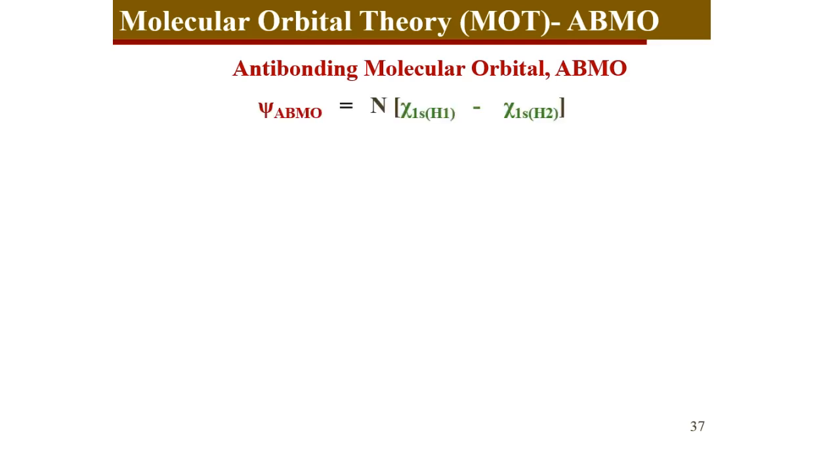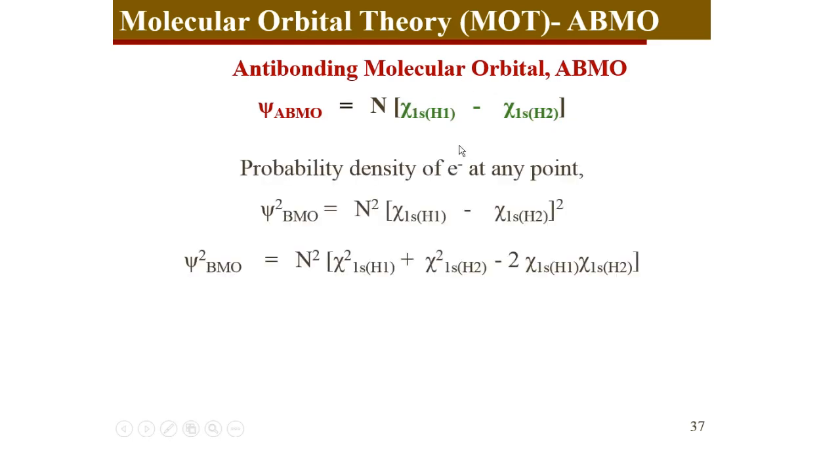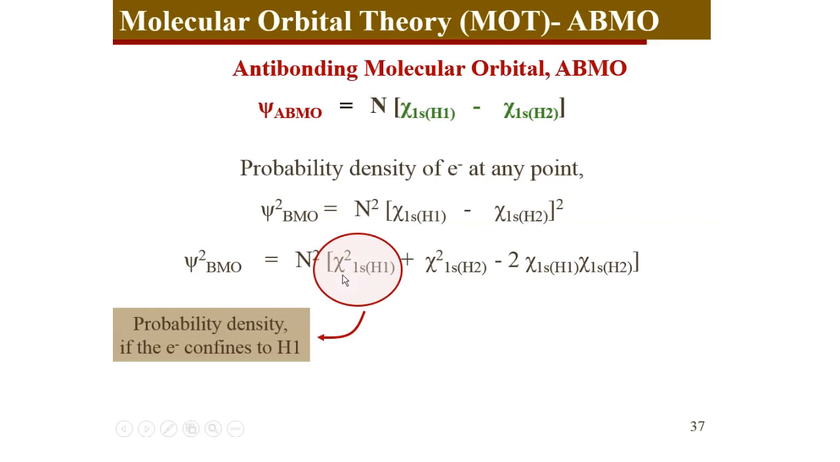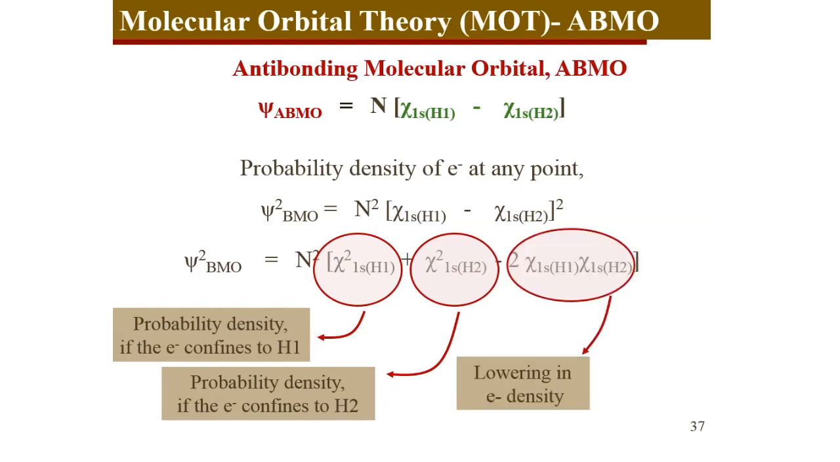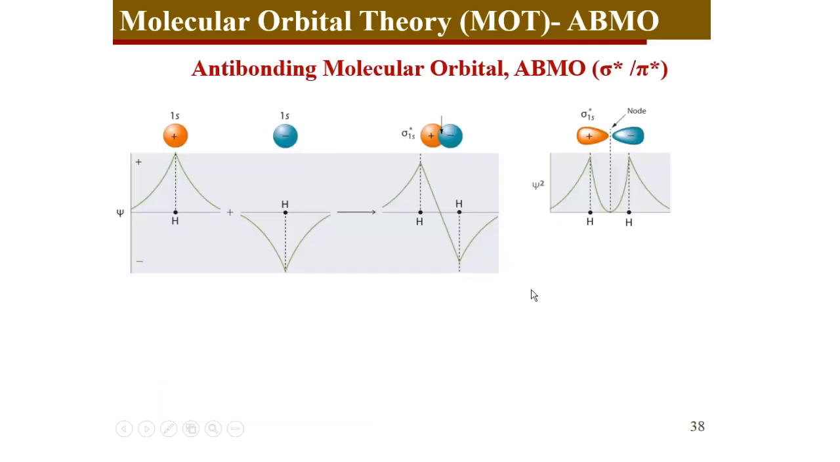Similarly, considering the antibonding molecular orbitals, they are formed by the out of phase or subtractive interference between the two atomic orbital wave functions chi, and for the probability density, as we have seen before, the first term is the probability density if the first electron is confined to the first hydrogen. The second term is the probability density if that electron is confined to the second hydrogen. And the total is reduced by this term, 2 chi 1s H1 and chi 1s H2. That means electron density is reduced by this term. There is a lowering of electron density at the middle point.